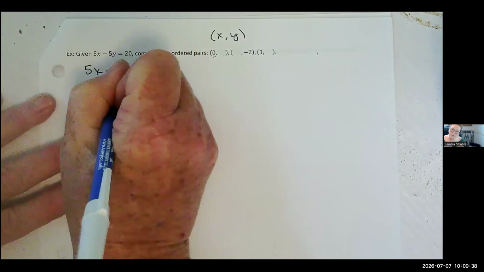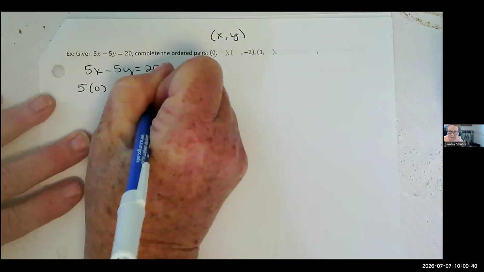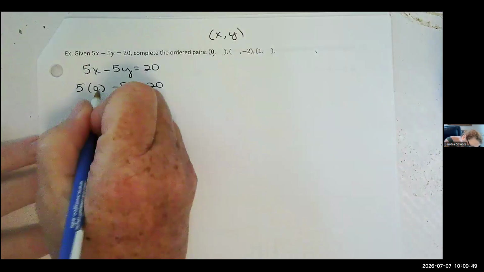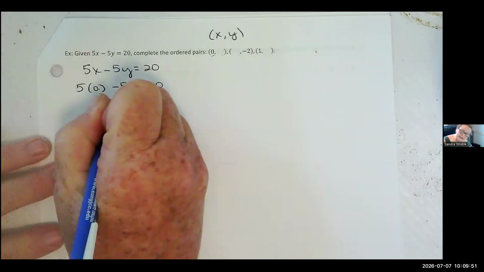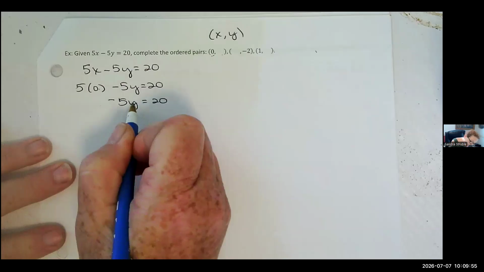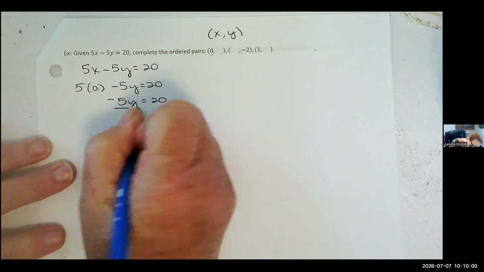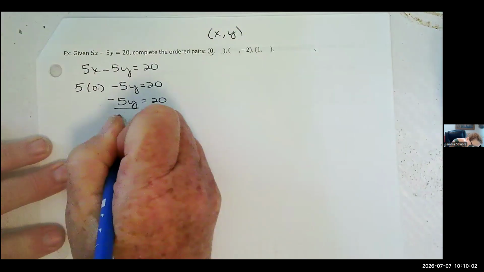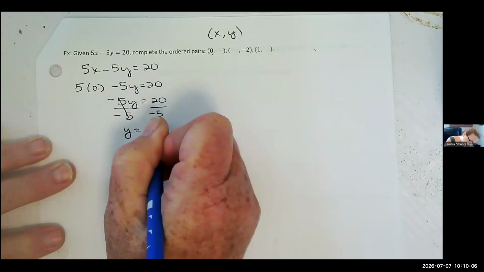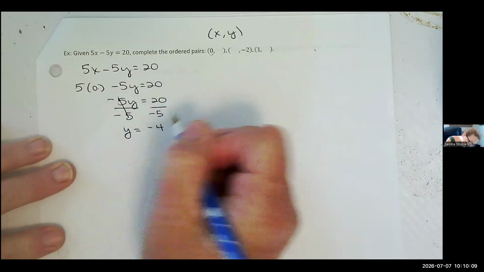I'm going to finish this one, and then I want you to pause the video and attempt the next 2 yourself to give yourself a chance to do it, and then come back to see how you did. So 5 times 0 is 0. That's gone. Minus 5y equals 20. Now, -5 is multiplied to y. The opposite of multiplication is division, so I have to divide both sides of the equal sign by -5. And y equals 20 divided by -5, which is -4. So our first ordered pair is (0, -4).